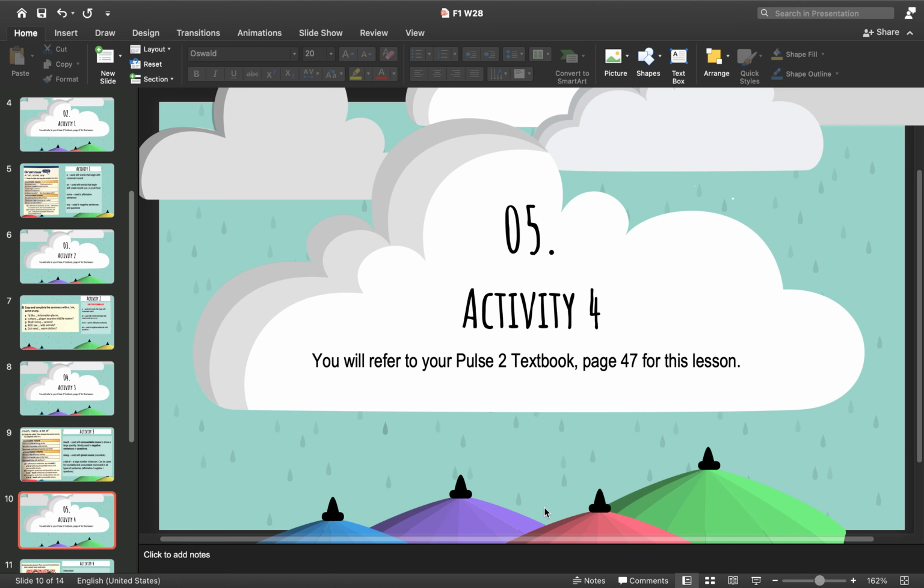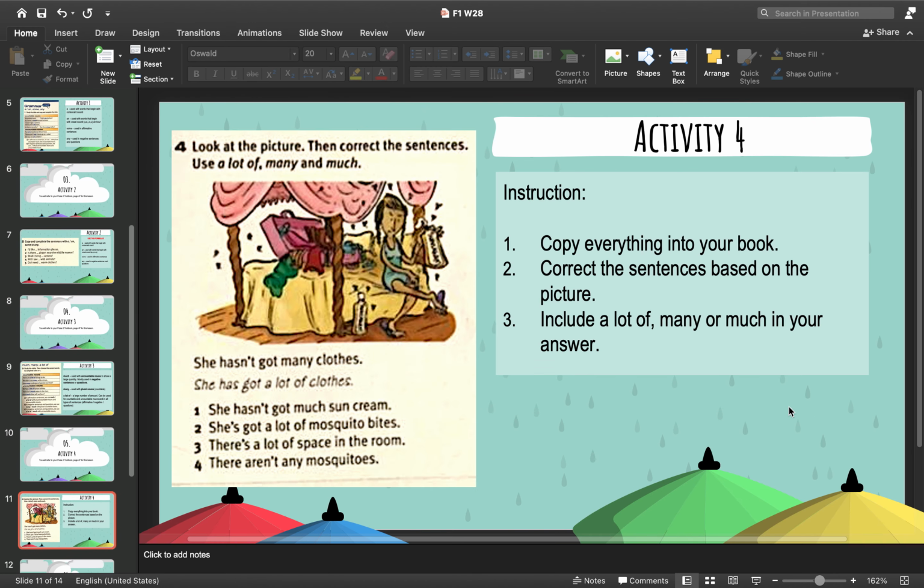Now, activity number 4. Activity number 4, alright, it's an exercise for you. So first of all, you're going to copy everything here. You don't have to draw the picture, but the picture is very important. Okay, copy the instruction and the questions and also this one, the sample, the example. Okay, and then you have to correct the sentences based on the picture.